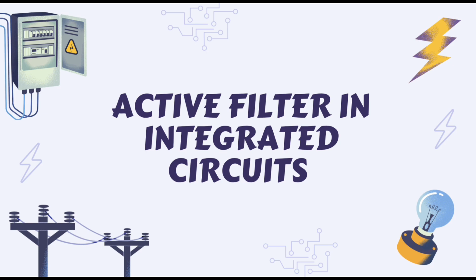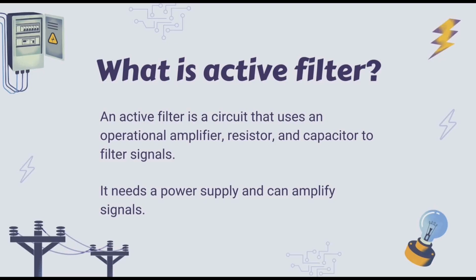Good day everyone. So now I'm going to discuss about the active filter in integrated circuits. So what is an active filter? So an active filter is a circuit that uses an operational amplifier, resistor, and capacitor to filter signals. It needs a power supply and can amplify signals.